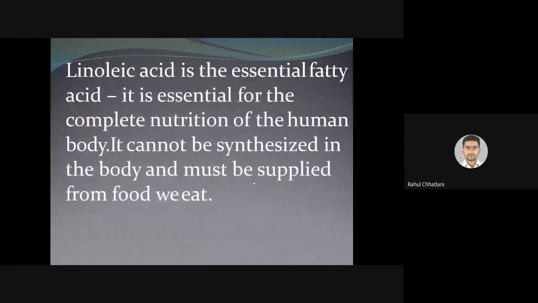Linoleic acid. First is linoleic acid. It is an essential fatty acid, essential for the complete nutrition of the human body. It cannot be synthesized in the body, it must be supplied from the food we eat. Essential means we have to take it from outside. Why? It is not formed in the body.